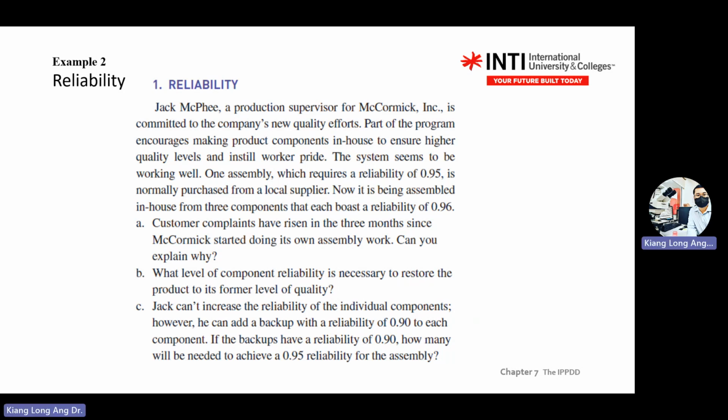Okay, the next question. What level of component reliability is necessary to restore the product to its former level of quality? So this one you need to do a little bit of rearrangement of the equation. Third one, Jack can't increase reliability of the individual component. However, he can get a backup with the reliability of 90% for each component. If the backup has a reliability of 0.9 or 90%, how many will be needed to achieve 0.95 reliability of the assembly?